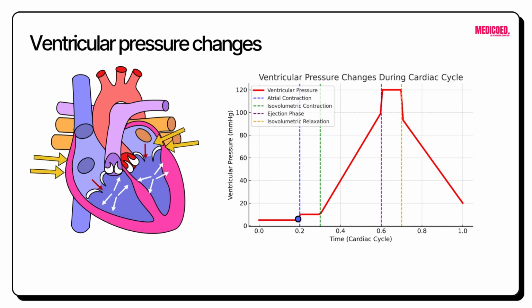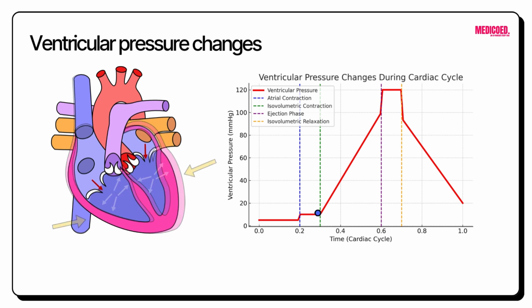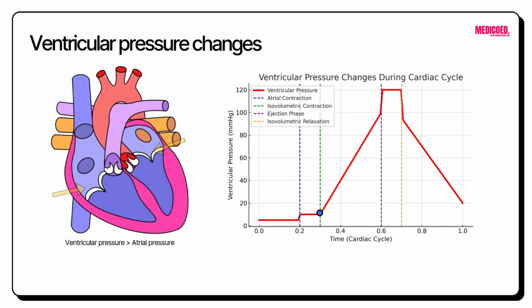As the atria contract, the last portion of blood is pushed into the ventricles, slightly increasing ventricular pressure. This prepares the heart for systole. At the start of systole, the ventricles begin to contract. Ventricular pressure rises sharply. Once it exceeds atrial pressure, the atrioventricular valves close, preventing backflow. On the graph, we see a steep upward curve.